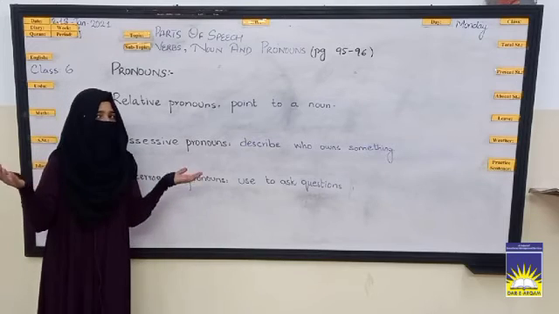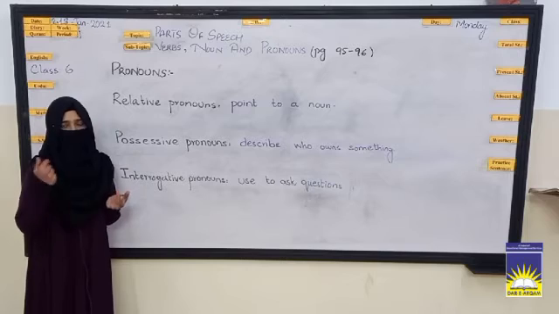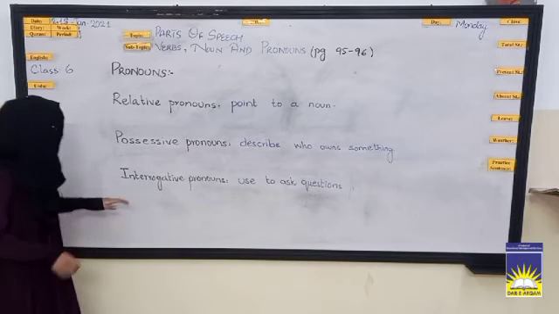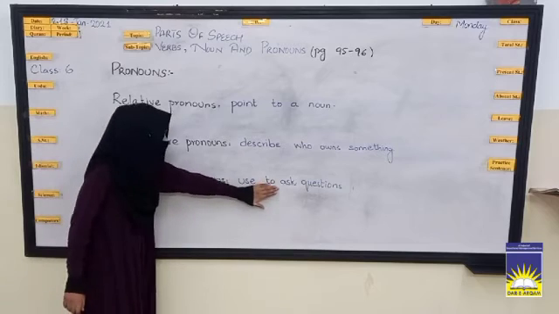I have given you the example that it is my book. So the word my is showing the possession of that thing. So the last one is interrogative pronouns, which are used to ask questions.